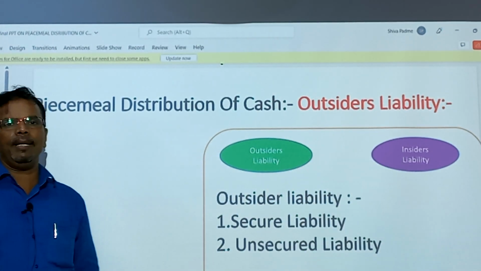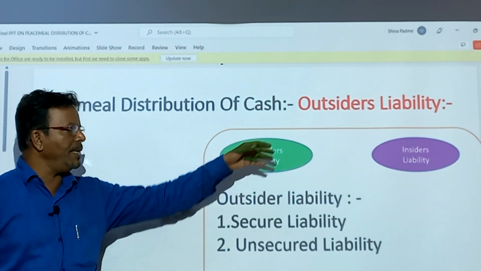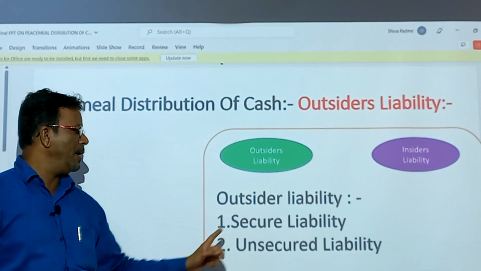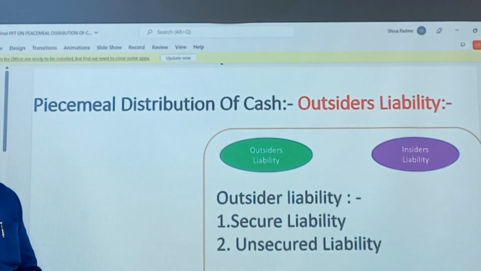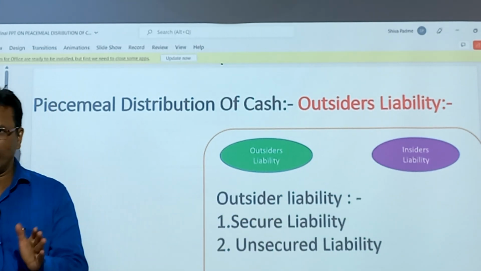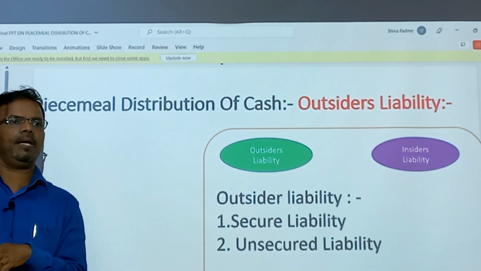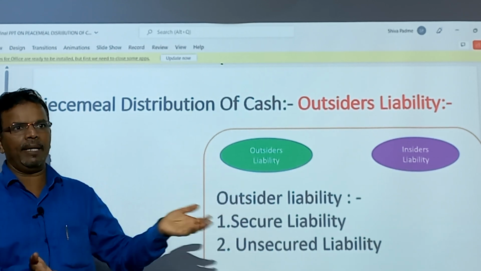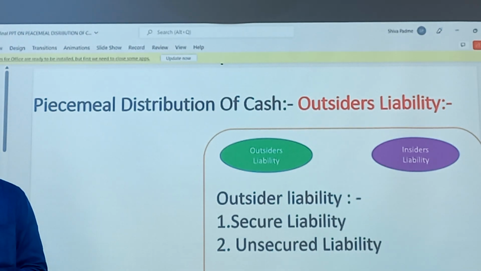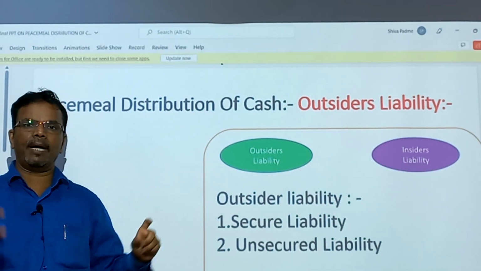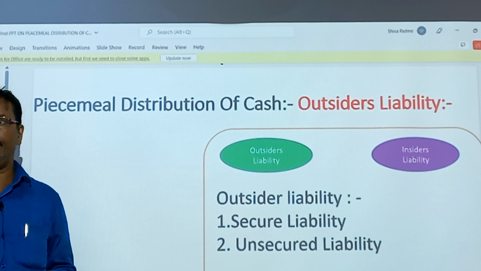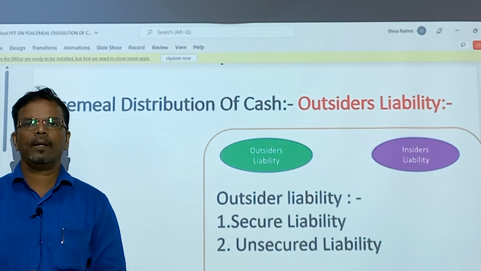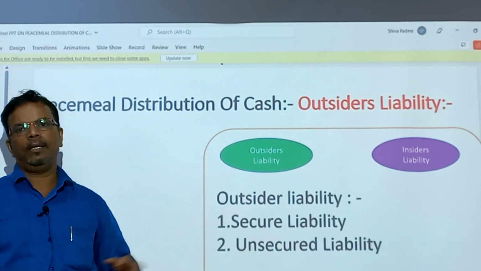Now third, liability is divided into two categories: outsider liability and insider liability. Again, outsider liability is divided into two parts, secured liability and unsecured liability. Now what is meant by secured liability? Those liabilities which are secured against a specific asset. For example, on the liability side bank loan is given and in bracket है, क्या लिखा है? Mortgage against the building. That means that bank loan is secured against the building. So whenever we sell the building and we receive the cash, first you have to pay bank loan because that bank loan is known as secured liability.